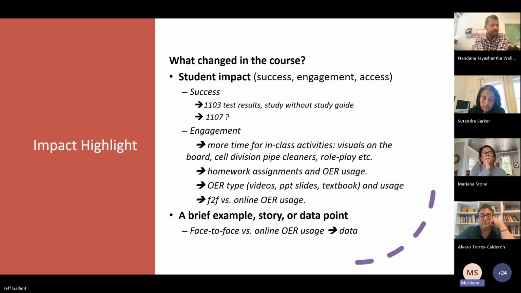Also, homework assignments and OER usage. I have some data that I'm going to present that shows that most of the face-to-face students like to get involved with the PowerPoint slides, while the online students prefer mostly to engage with the YouTube videos. That's very interesting, and it can tell us what we should do next. How should we change something to make them more successful?